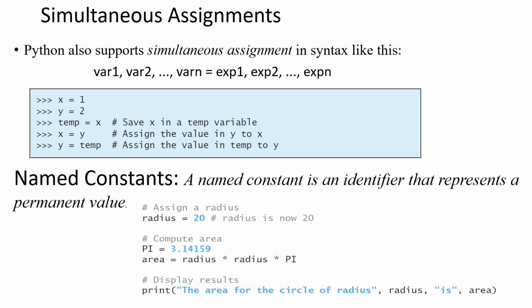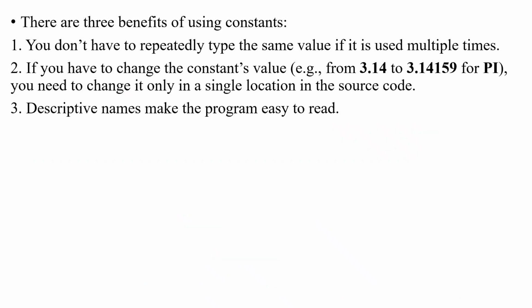Named constants. A named constant is an identifier that represents a permanent value. For example, pi. The pi value is always constant. It's a permanent value. So you can assign pi as a permanent value for the named constant pi. Pi is equal to 3.14159. So area is equal to radius into pi.